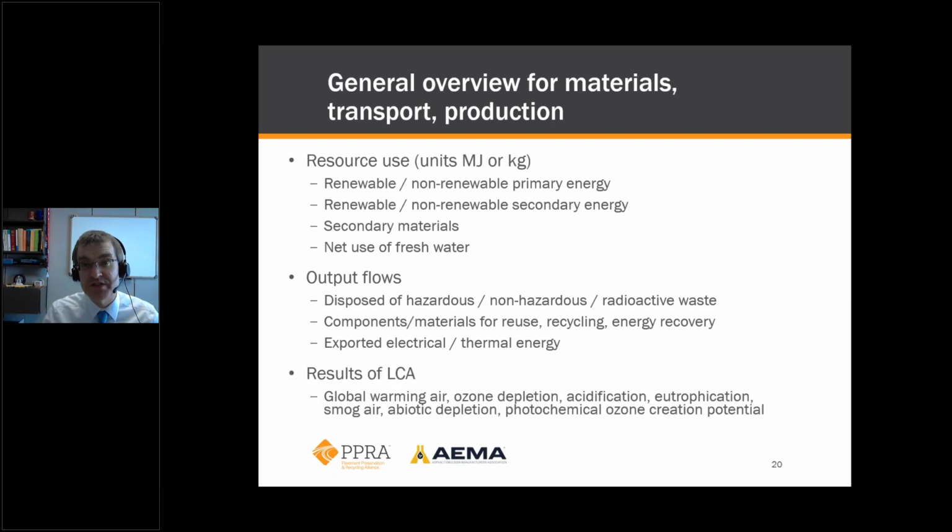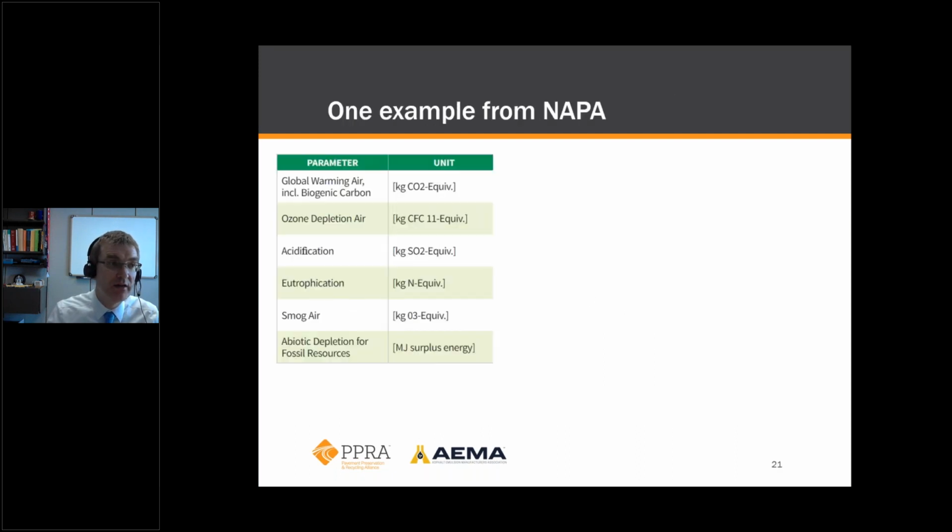And then the results that we'll be looking at will probably include a global warming potential, ozone depletion, acidification, eutrophication, smog. We may also have abiotic depletion and photochemical ozone creation potential. So kind of circling around all those major categories, trying to figure out what will the results actually look at. And you can see an example of the results of an EPD here in the next slide. So NAPA, for one of their asphalt concrete mixtures, has these different parameters. So they have the global warming, ozone depletion, acidification, eutrophication, smog air, and abiotic depletion. So those are the different parameters they have.